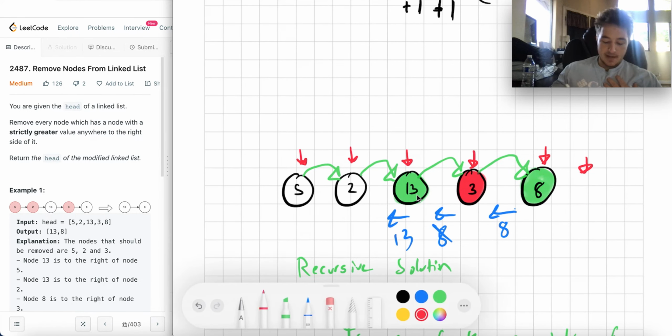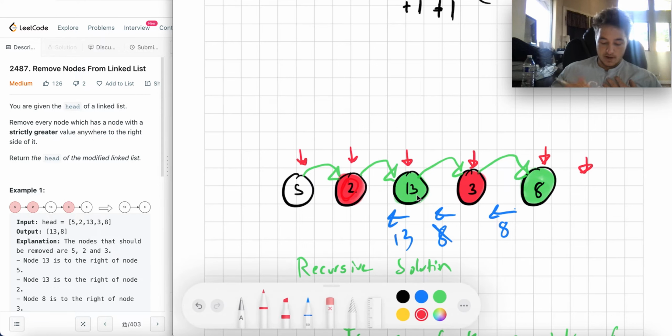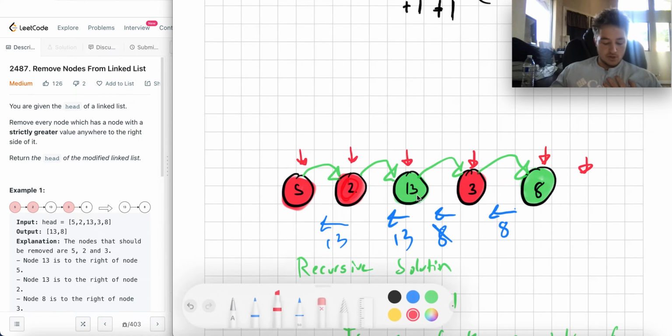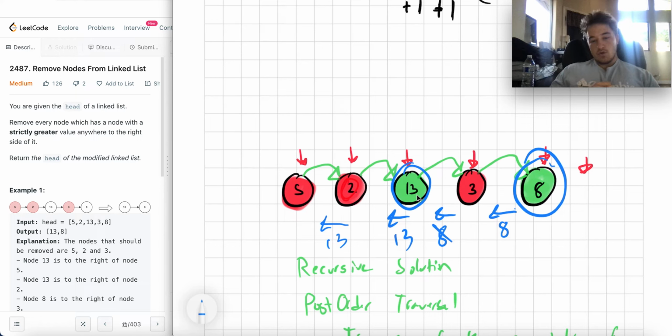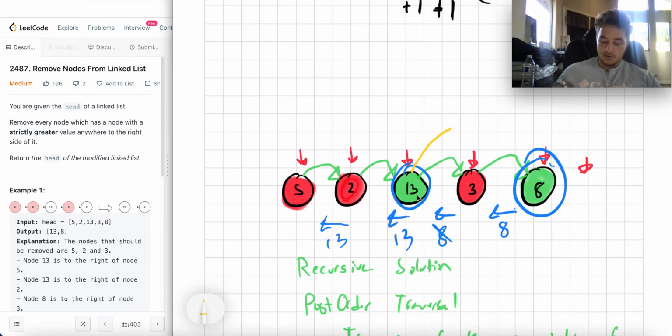And then we play the same game with 2. Nope, it doesn't work because 2 is less than 13. The largest value to the right is still 13. Ugh, I'm getting my colors mixed up here. 13. And then 5 is less than 13, so this also gets removed. So when this is done, it just returns 13 and 8. Okay? So now how do we rebuild this tree? Because the starting tree is this green link, but now the final tree is like this 13 to this 8.